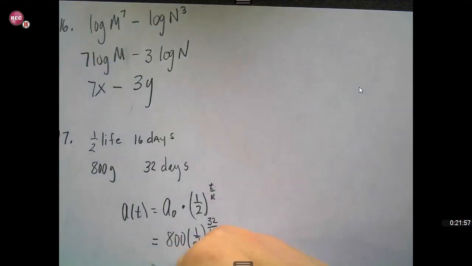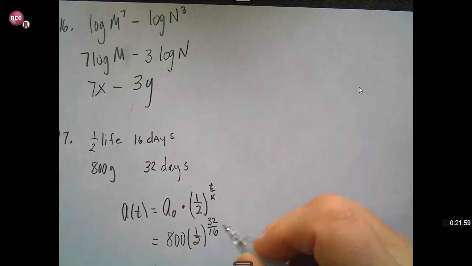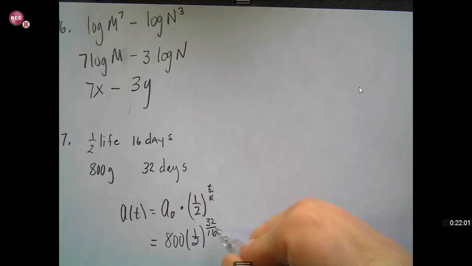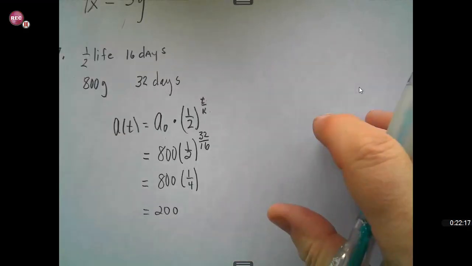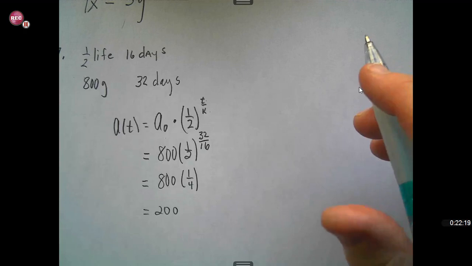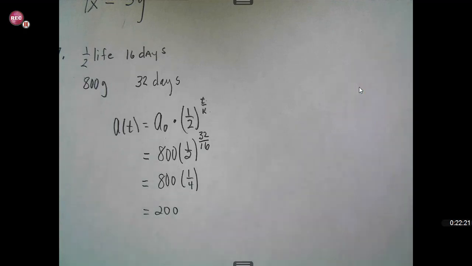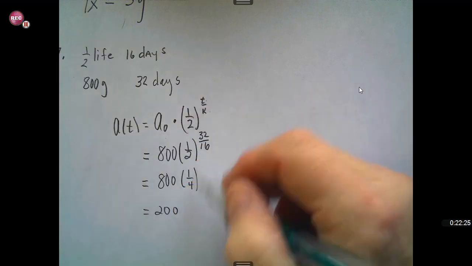And that is 800 to the 800 times 1/2 squared, which is 1/4, and 1/4 of 800 is 200. And like I said, it is quite likely that this is probably not going to work out this way on the test. If it does, great, bonus, you know you're going to be right. If it doesn't, this is how you would figure it out.